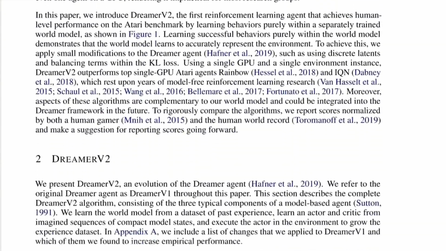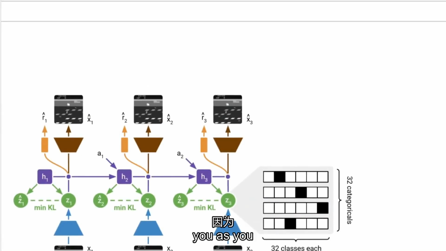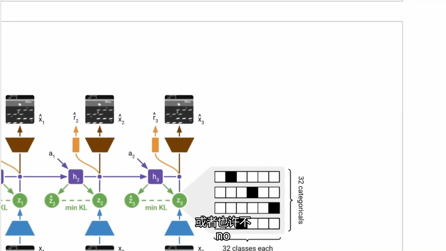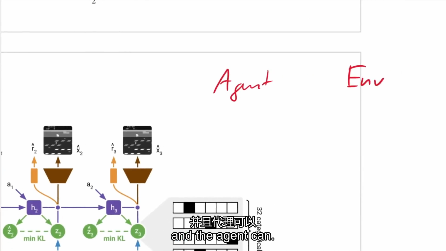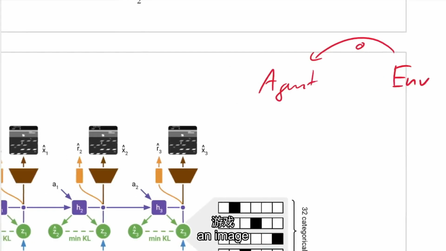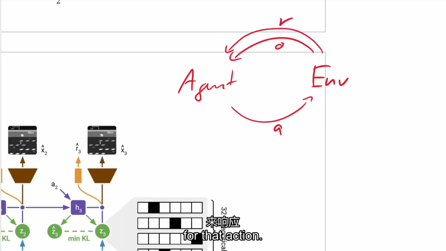All right, so world models. Pretty quickly in reinforcement learning, as you all hopefully know, you have an agent that is interacting with an environment. The environment always provides the agent with an observation, which would be an image in an Atari game. And the agent decides to do one of many available actions in response to receiving the observation. The environment then responds with a reward for that action. So either you die, which is like negative reward, or you collect a coin, which is positive reward, or you win the game, which is like 1,000 reward.